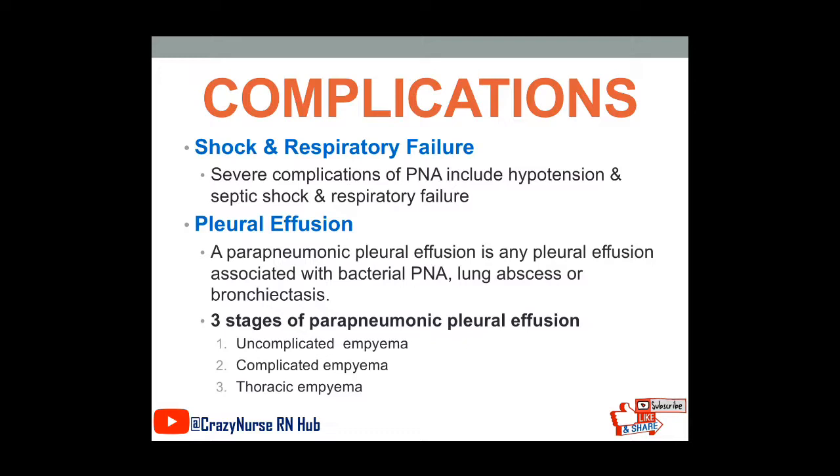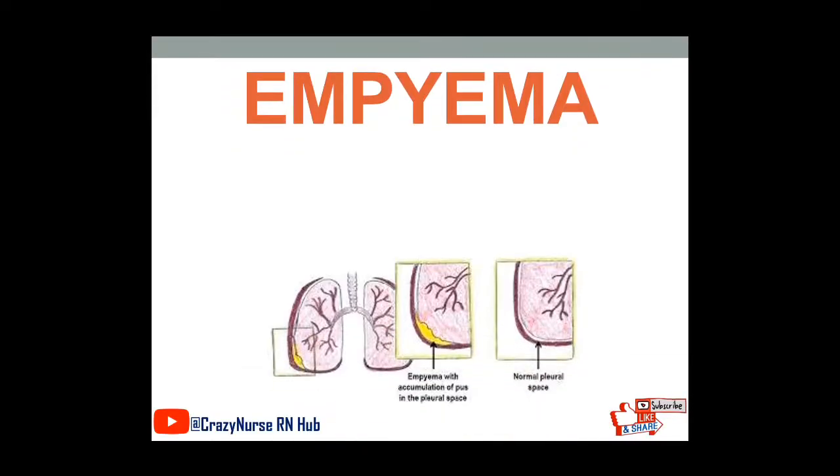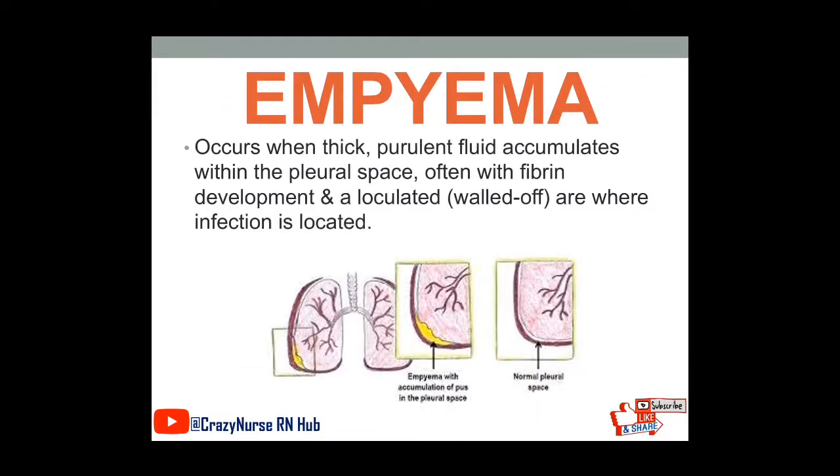There are 3 stages of parapneumonic pleural effusion. First is the uncomplicated empyema, complicated empyema, which is the second stage, and lastly, the third stage, we have your thoracic empyema. The empyema means it occurs when thick, purulent fluid accumulates within the pleural space, often with fibrin development and a loculated wall-off area where infection is located. So there is an accumulation of pus in the pleural space.